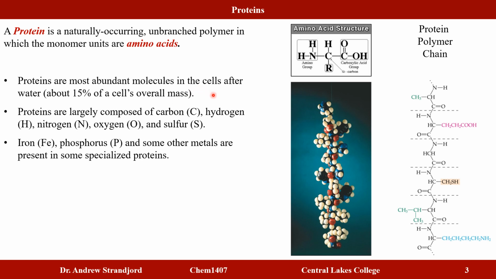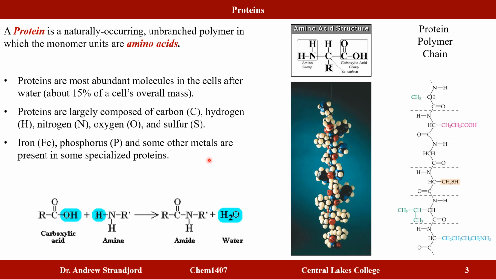Proteins are the most abundant molecules in cells after water. That's about 15% of a cell's overall mass. Proteins are largely composed of carbon, hydrogen, nitrogen, oxygen, and some sulfur. They also often contain a little bit of iron and phosphorus. And we'll look at some of those specialized amino acids and proteins further on in the chapter. So let's look at how those monomer units have come together.